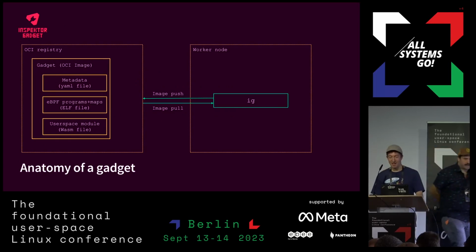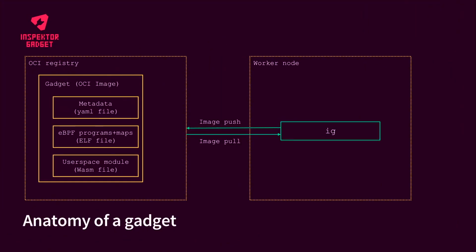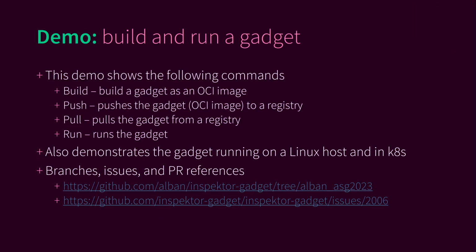Thanks. So this diagram shows how the IG process can push and pull images on an OCI registry. That could be Docker Hub or any others. And the gadget contains some metadata, eBPF programs, and eBPF maps, and optionally a user space module. So I will start with the demo.